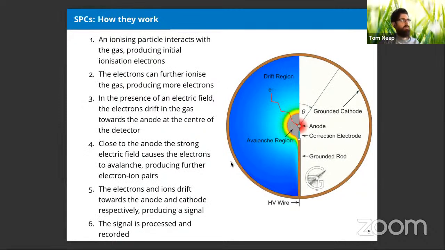So SPCs are essentially spherical time projection chambers. This is just how they work. You have some ionizing particle which will enter into your gas, and that produces initial ionization electrons. These can, of course, further ionize the gas, producing more electrons. And then, as I said previously, we have this electric field, which causes the electrons to drift towards the center of the detector. Once they get very close to the anode, the electric field is strong enough to cause them to avalanche, and they produce many electron-ion pairs. These continue to drift, and the drift of these ions away from the anode and the electrons towards the anode induces a signal that we can read out, process, and store.